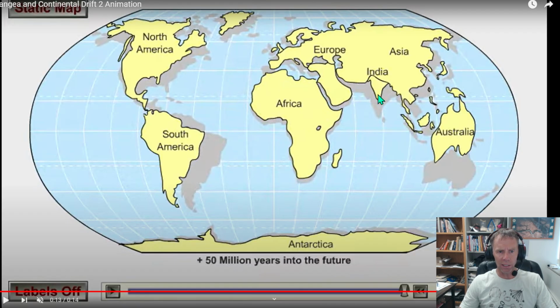One other thing I noticed here as we ran the animation is India continuing to plow northward. Of course, most of you probably know that in between India and Asia is the world's largest mountain range, the Himalayas, including Mount Everest. So this animation, if it's to be believed, implies that if India continues to plow northward into Asia, those mountains that are there as a result of that collision will continue to be uplifted.